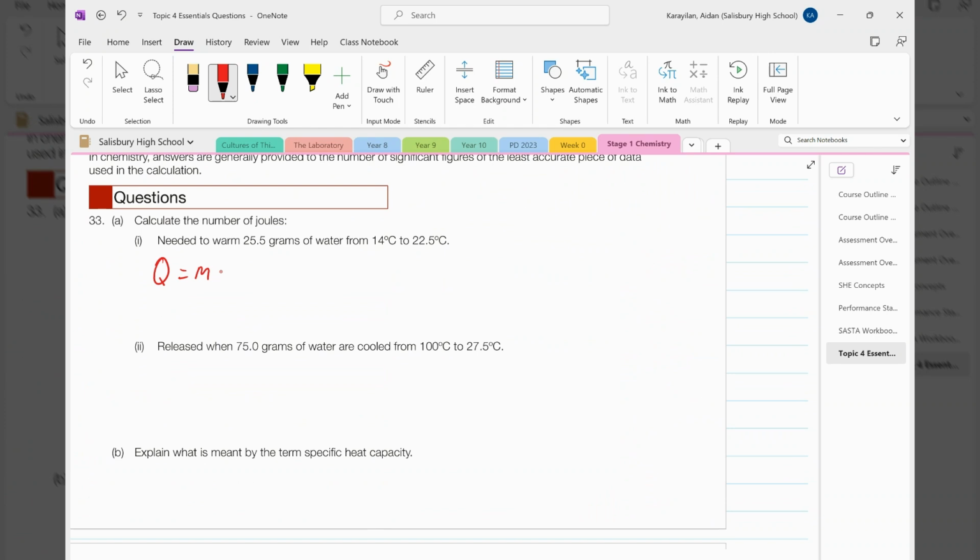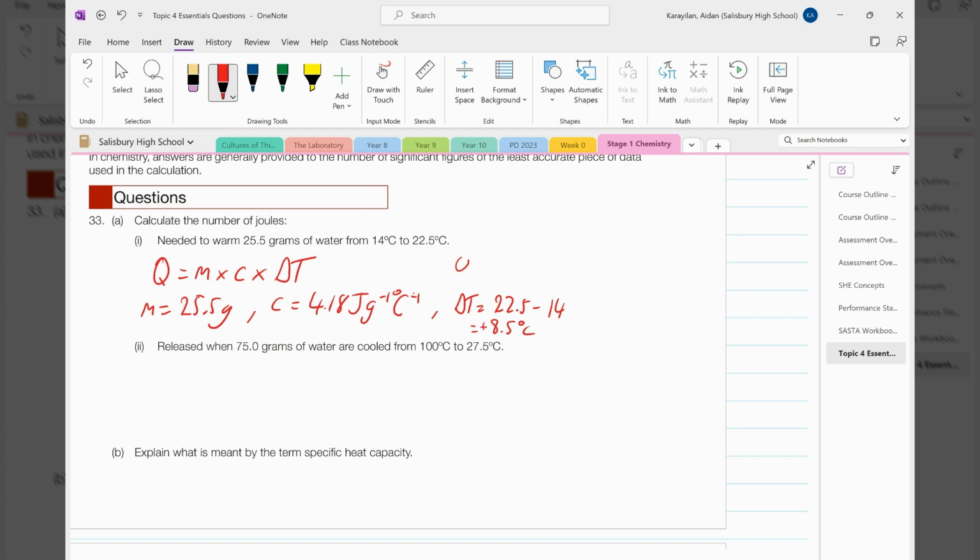That is equal to m times C times delta T. Now m equals 25.5 grams. C is 4.18 joules per gram per degree C. And the delta T is equal to 22.5 minus 14. So that would be 8.5 degrees Celsius, and a positive, so it's increasing.